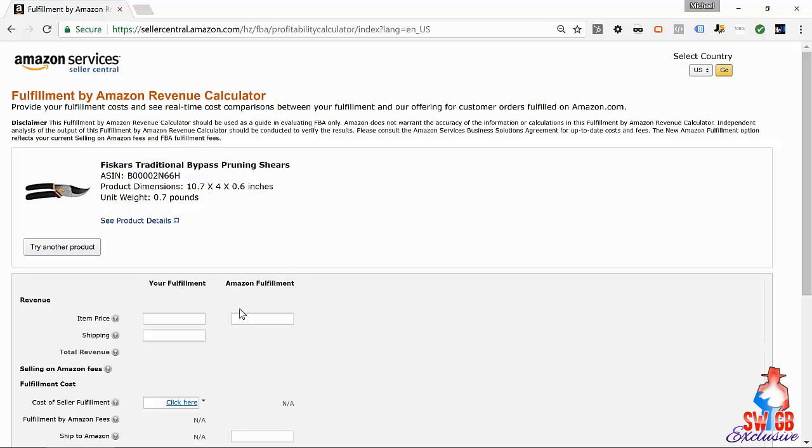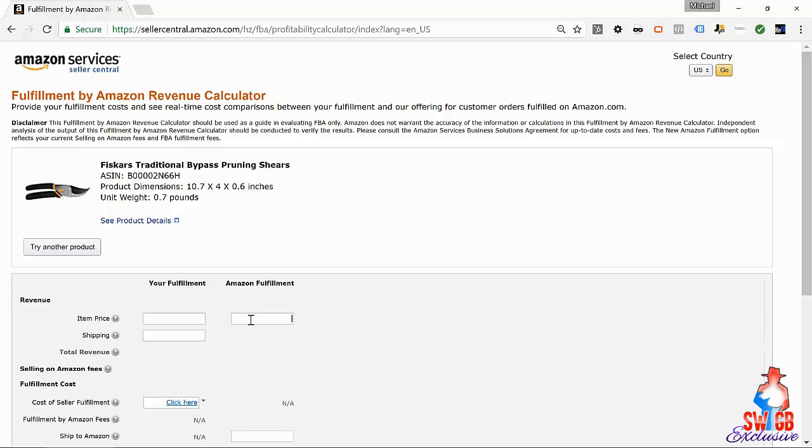Now, we're always going to use the right-hand column called Amazon Fulfillment. You can completely ignore your fulfillment over here. That's only if you're looking to do a comparison between shipping products yourselves versus using Amazon. We always recommend using Amazon's fulfillment for many, many reasons. So we're going to use that over here.